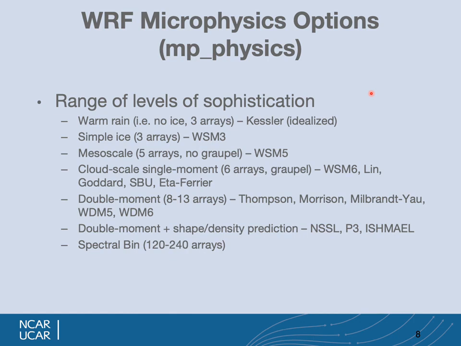Double moment schemes contain more arrays, including number concentrations, and then there's a further level of sophistication where they're predicting the shape and the density of the particles in some of our options. And then the final highest level of sophistication is the spectral bin options that actually resolve the size distribution.